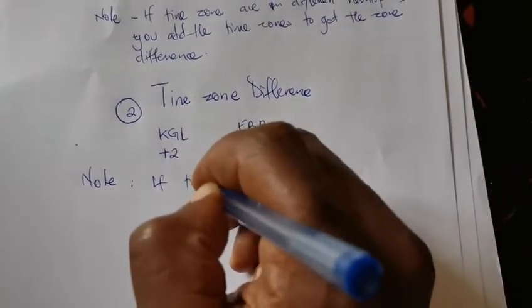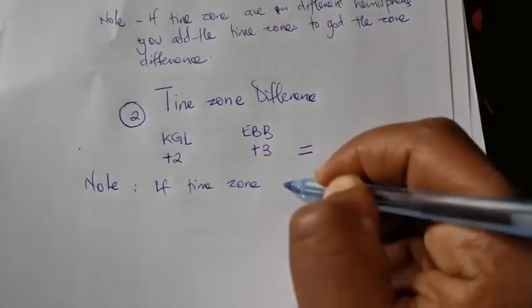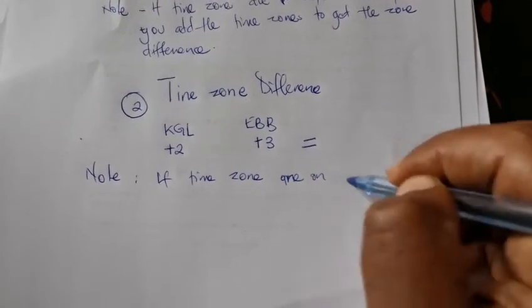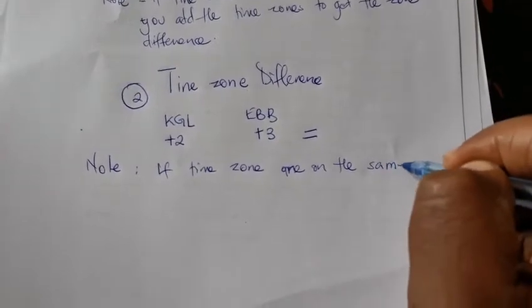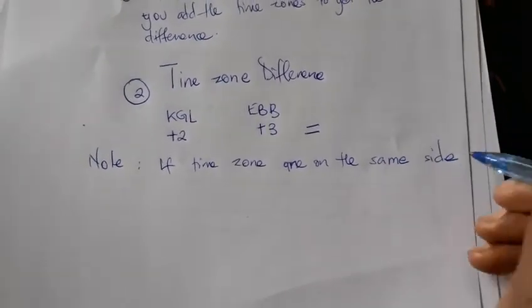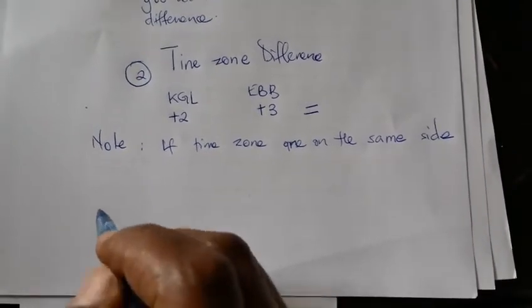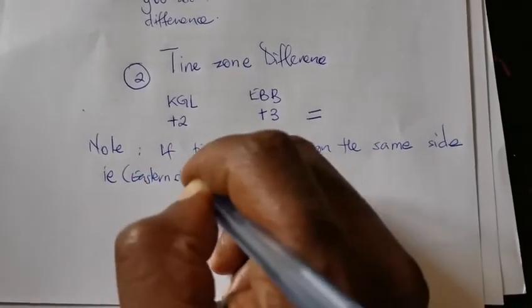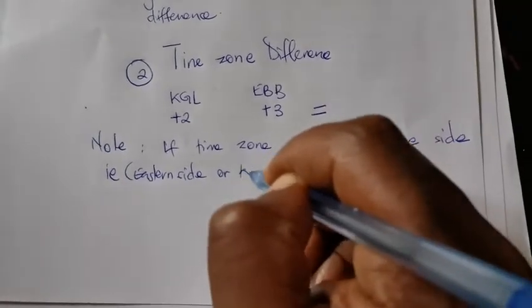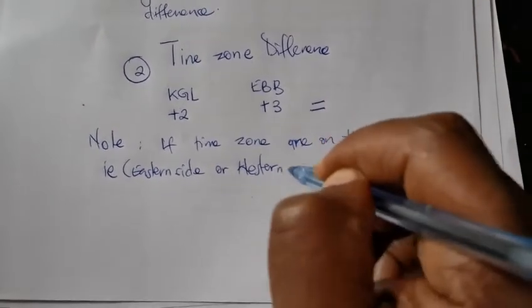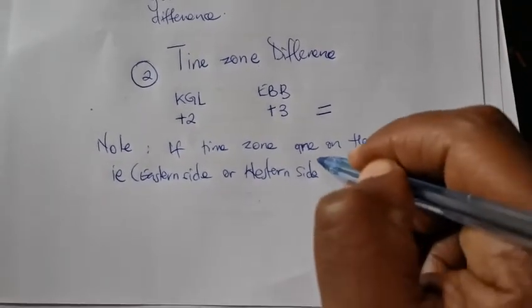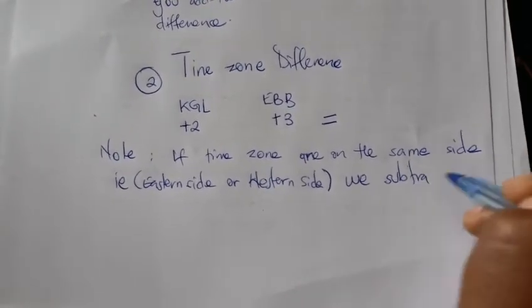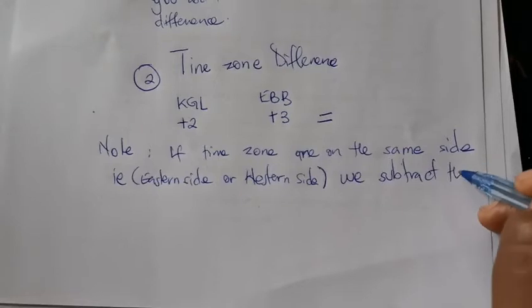If time zones are on the same side, i.e. eastern side or western side, that's the hemisphere, we subtract the time zones.